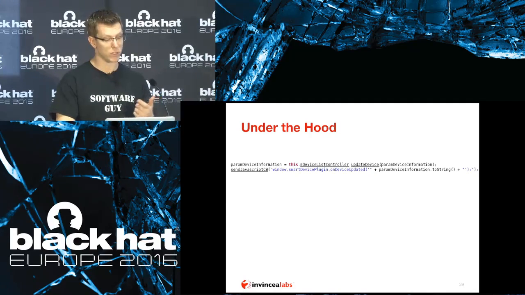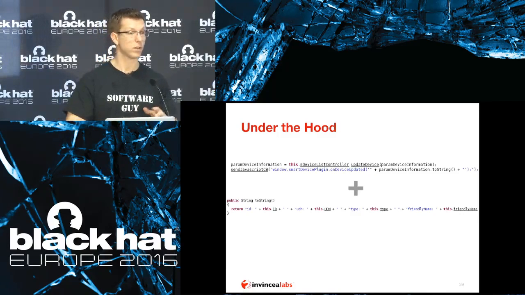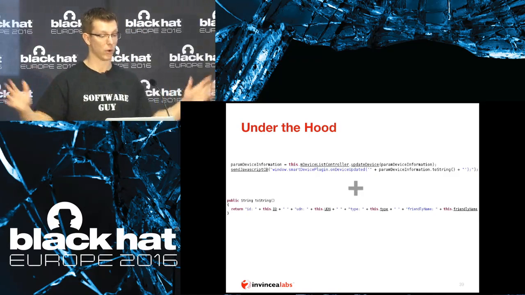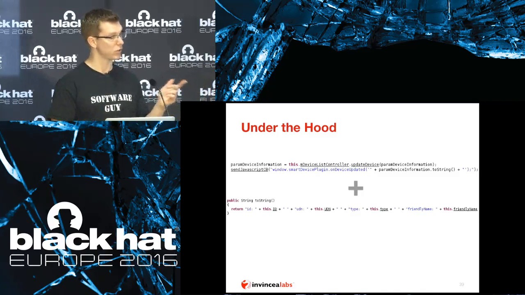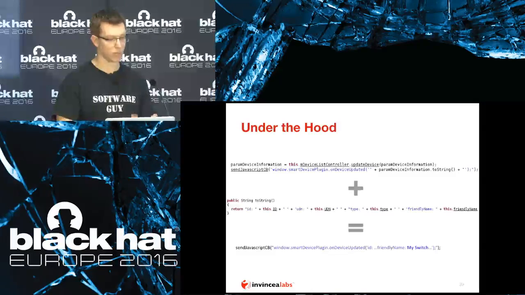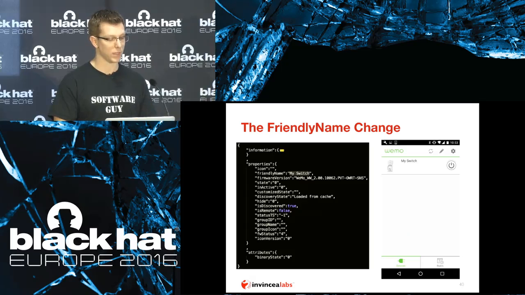In particular, we're interested in what happens in that toString function. It turns out all that toString function does is concatenate together all the information it knows about the device in one giant string, to include, as you see on the right, the friendly name. The end result is that we have this JavaScript string that is sent to the interface that looks like this, and whatever we typed in as our name shows up there. The device parses this JSON file, and as you can see on the left, the friendly name is highlighted, it's my switch, and then you see my switch in the app.